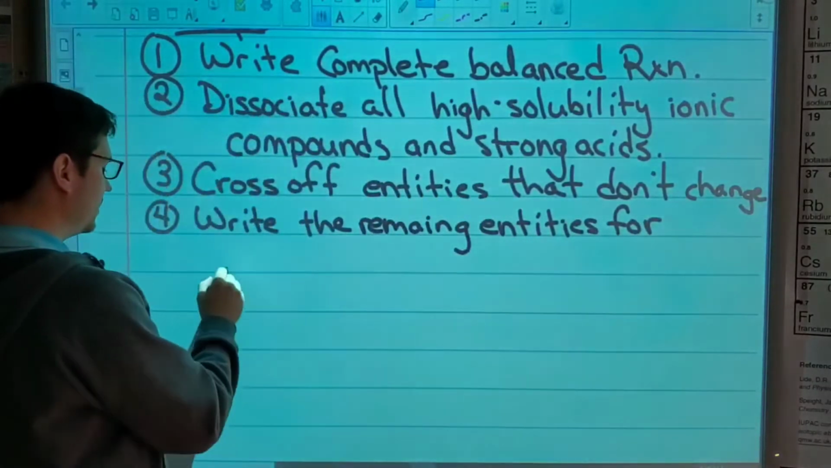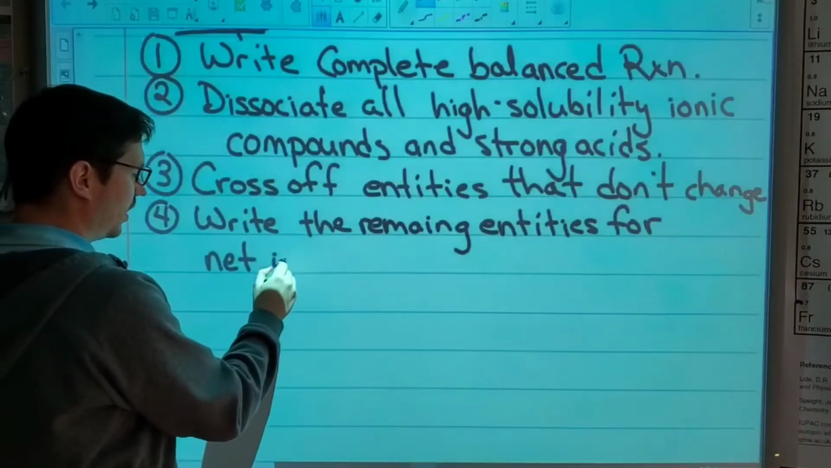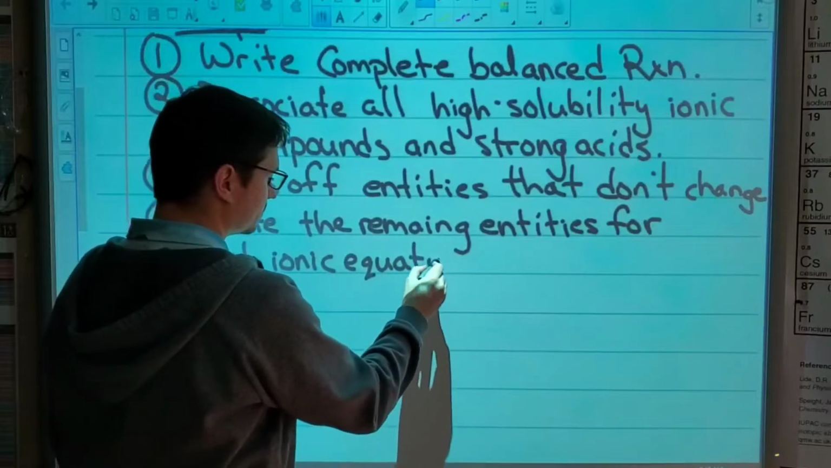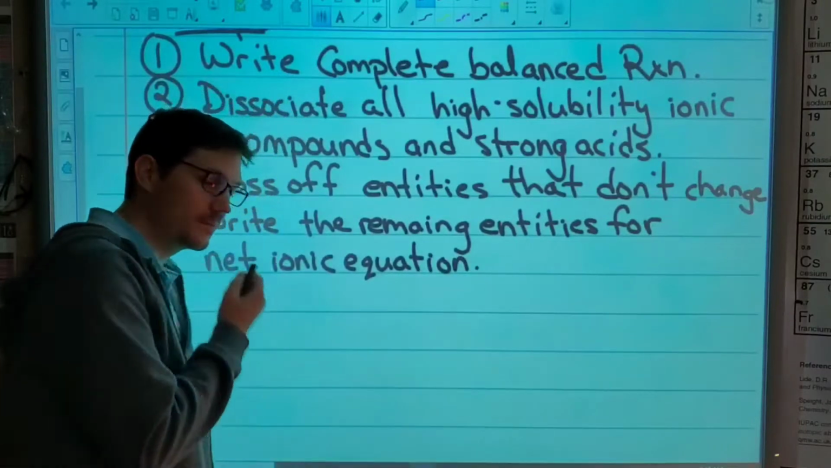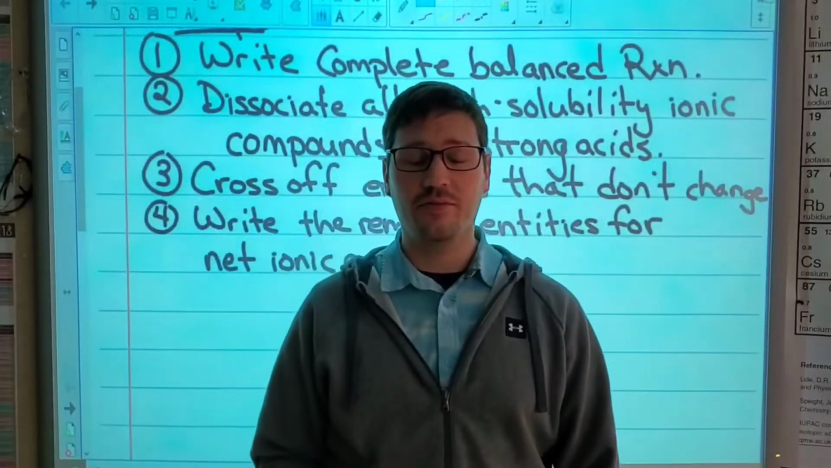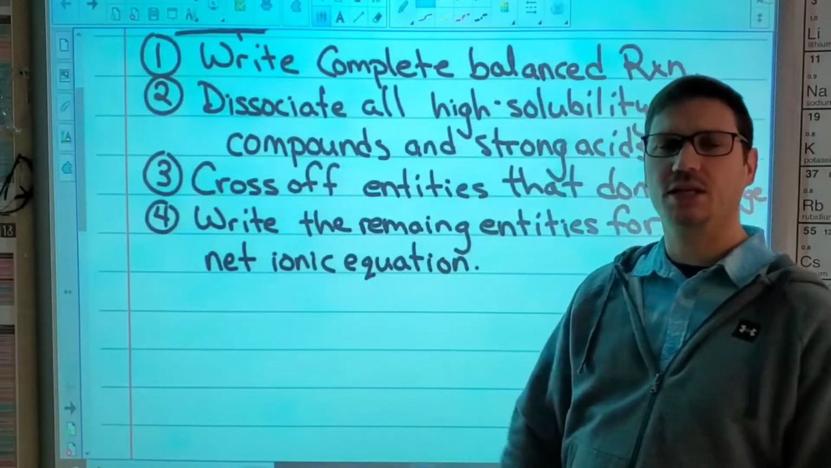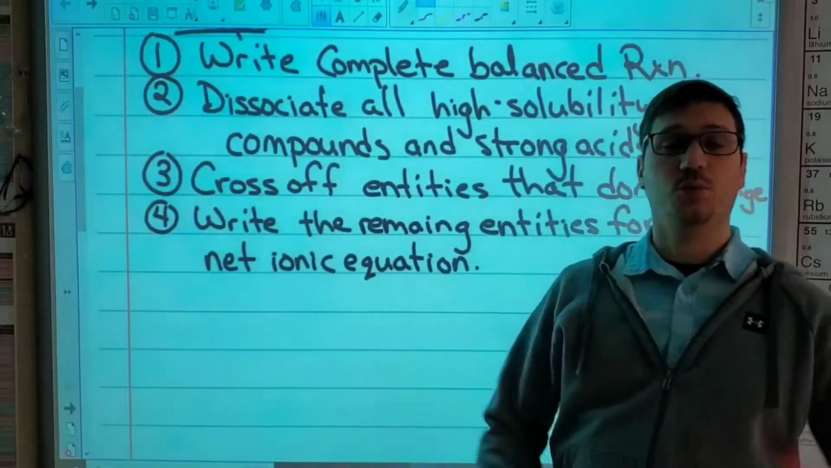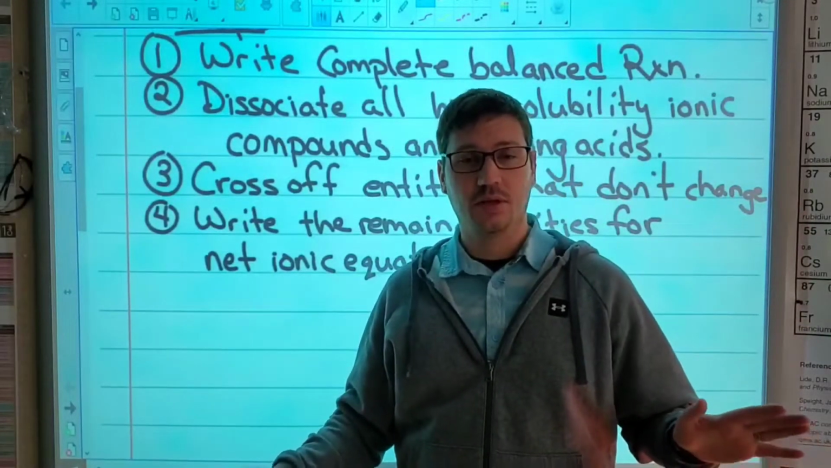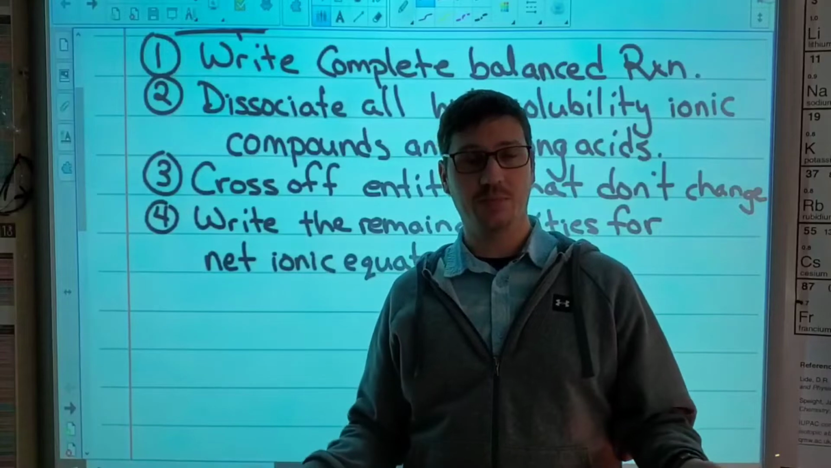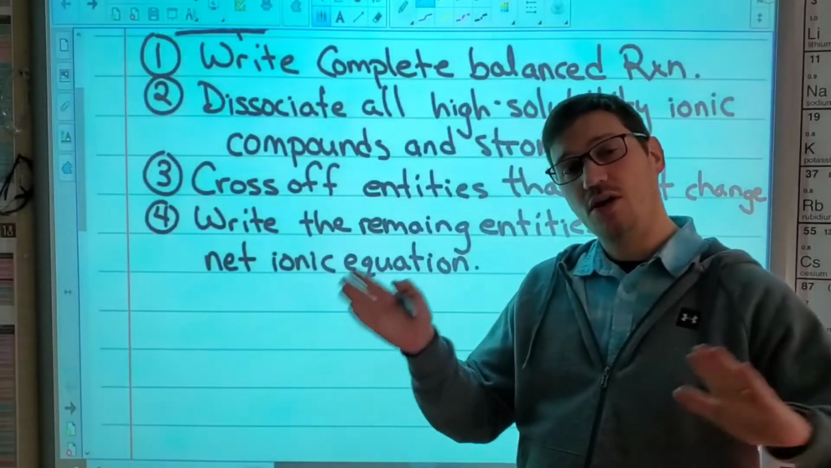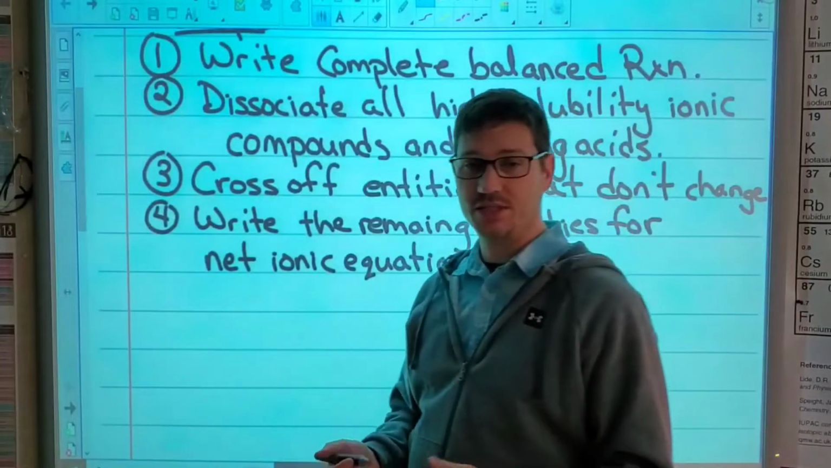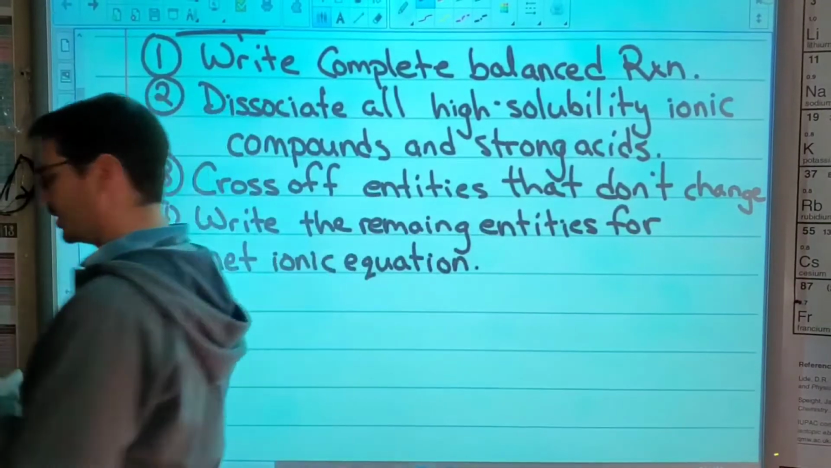Write the remaining entities for our net ionic equation. So we're going to start off by talking about that particular reaction that we had there, and we're going to try and follow these steps. We're going to write a balanced chemical reaction, then we're going to split up anything that can be split up, and then we're going to cross off anything that doesn't change, and then we're going to rewrite the remaining substances as the net ionic equation.